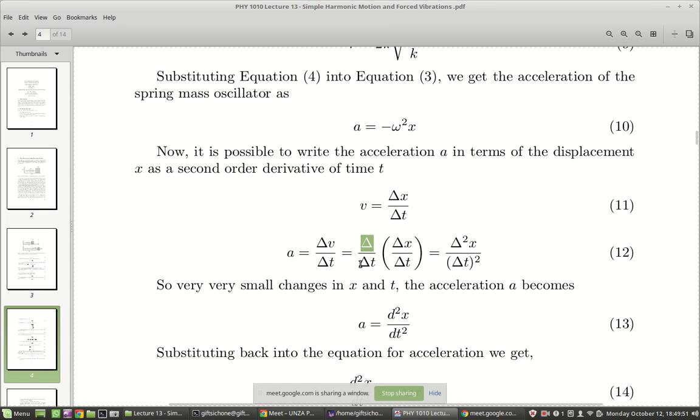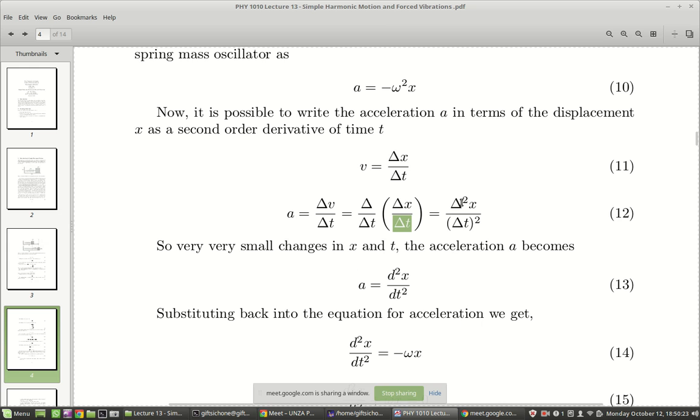Then if I put this back, these triangles, the triangle basically means change. When the change becomes very, very small, your triangle becomes a d, like that. This must be something you have seen in mathematics. If you have been doing your calculus, there's a first order derivative, like you're doing dy dx. Then if you do the dy dx again, you end up having d squared y dx squared, which is basically the same thing we're doing here. That's what you end up having.